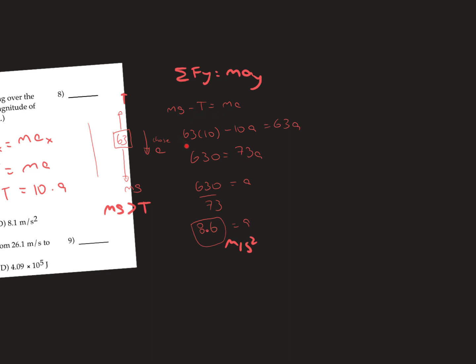As we plug in values, the 63 kilograms times g, which is 10, we then subtract 10a, which is the value of T that we found in the first part. Then we just continue solving the problem, and we find that a is going to be 630 over 73, which is the same as 8.6 meters per second squared.